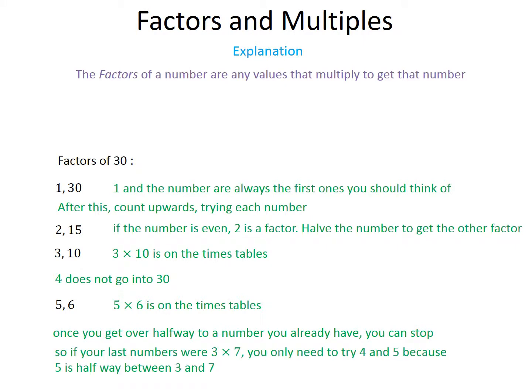And so let's say our numbers were 3 and 7. Right, that was our last numbers, 3 and 7. And so I would try 4 and I would try 5. But 5's halfway between 3 and 7, so I'd stop there. There's no need to try 6 once you get past the halfway point. All right, we'll see that in a bit of action in one of the examples.